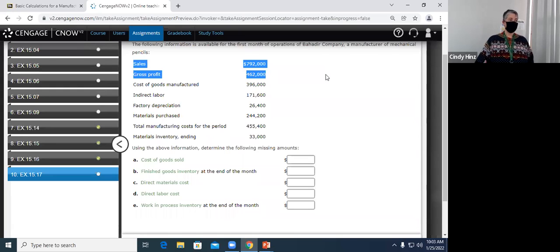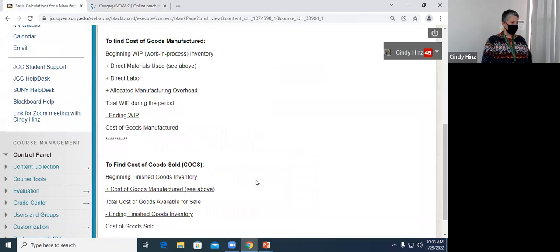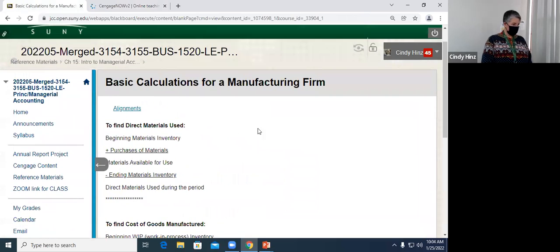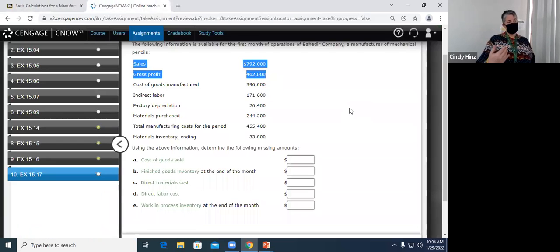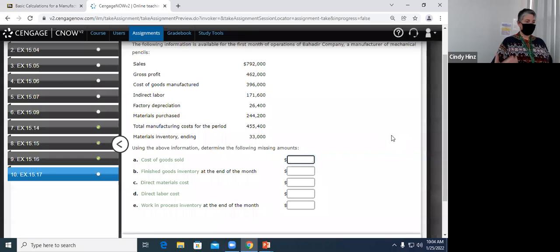Cost of goods sold is also sales minus gross profit. If we go back to this, no, I don't have it there. This is the concept all the way back from chapter 4 in financial accounting on the multi-step income statement. Sales minus cost of goods sold equals gross profit or gross margin. Since we know those two pieces, we can figure out that missing part. So 792,000 minus 462,000, our cost of goods sold would need to be $330,000.